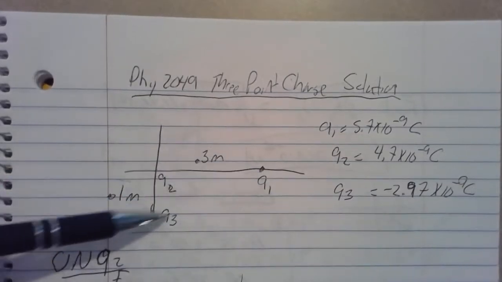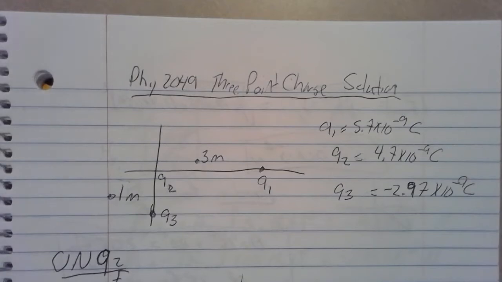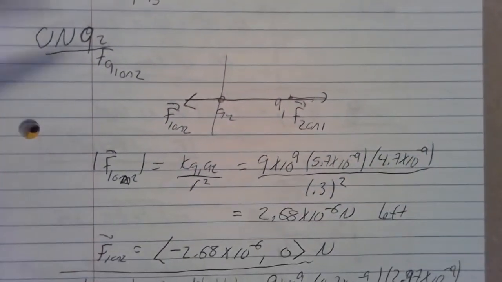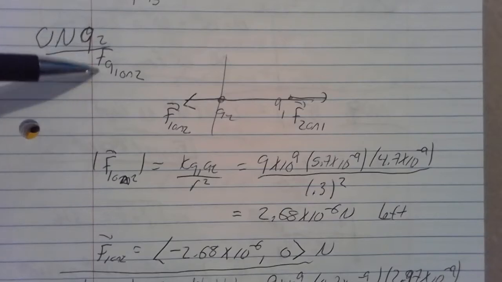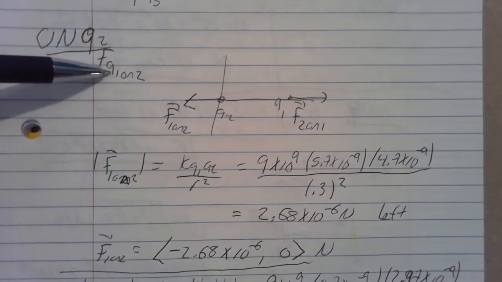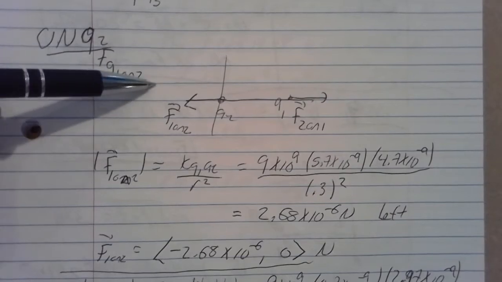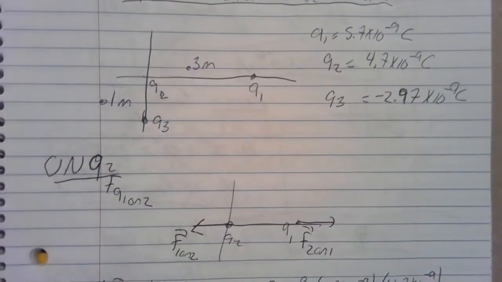Q2 and Q3 are just glued in place. They're not allowed to move. So we're going to use the principle of superposition here. We're going to find each force as a vector. That's important, as vectors, and then add them as vectors. So let's find the forces on Q2. First, we're going to do the force of 1 on 2. How much is Q1 pushing on Q2?